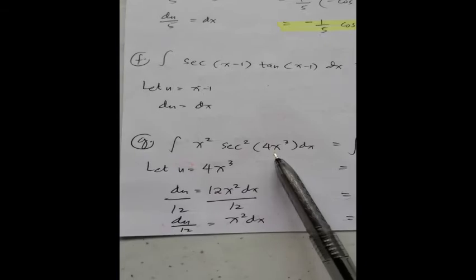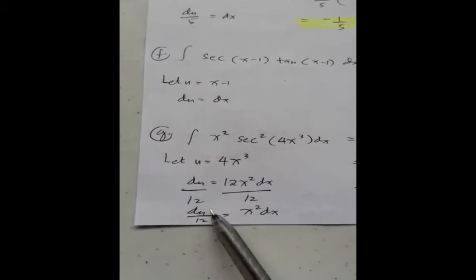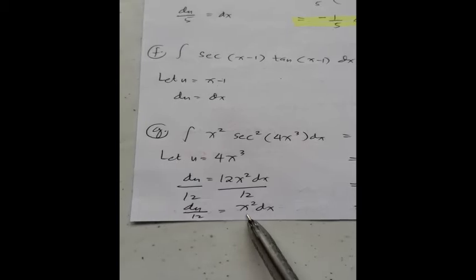Okay. So, let u is equal to 4x cubed. So, ito siya, 4x cubed. Ang derivative ni 4x cubed is 12x squared dx. So, para ma-factor out na natin yung constant, divide our both sides by 12, du over 12. So, that's why naging du over 12 is equal to x squared dx.